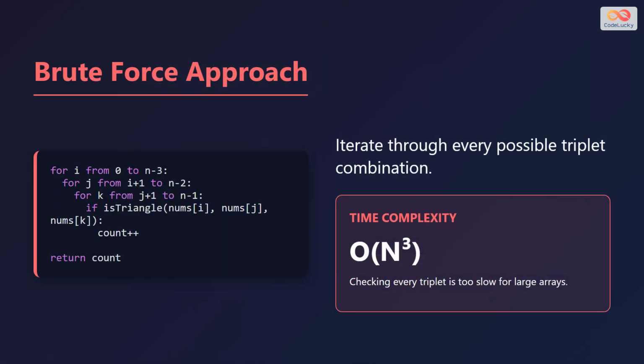The most straightforward solution is the brute force approach. We could simply use three nested loops to check every possible combination of three numbers. We iterate through I, J, and K and check if they satisfy the triangle condition. While this works, it is very inefficient. The time complexity is O of n cubed, which will be too slow for large inputs.